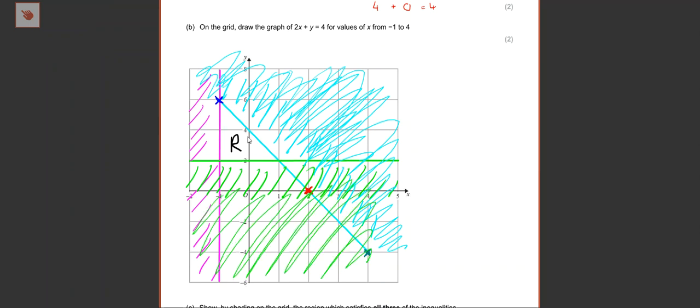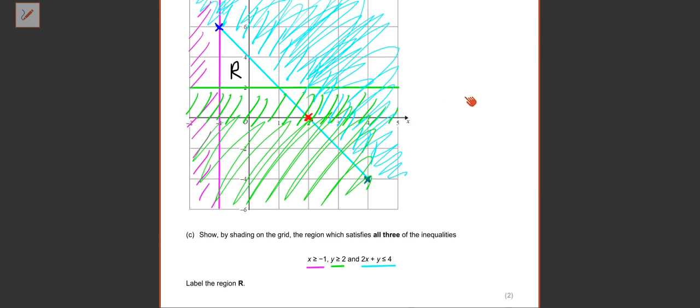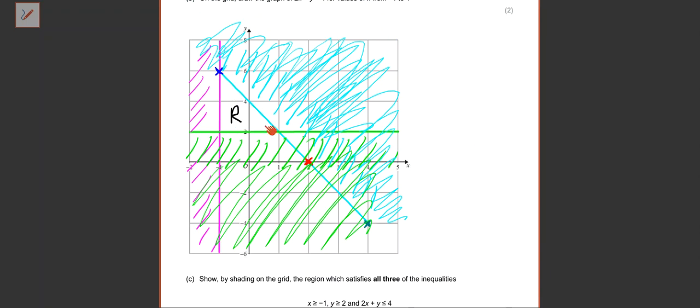So where it says shade the region, basically what it says here is show by shading on the grid. It doesn't say shade the region. Now, if what you did was shade what you're allowed, although I've never said that, I've always shaded what we don't use, it's fine to shade the bit you're allowed, but then you will have only shaded where R is, which is fine.